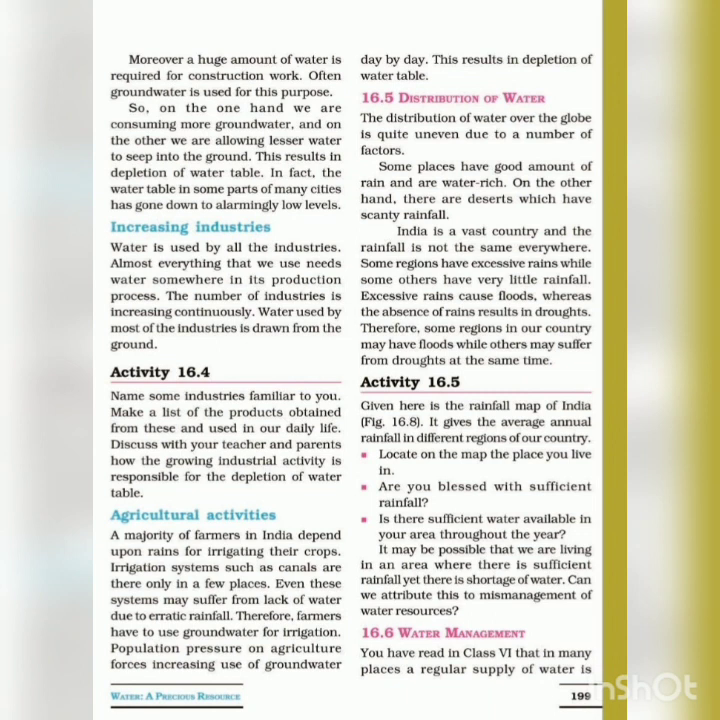India is a vast country. The rainfall is not the same everywhere. Some regions have excessive rains, while some others have little rainfall. So all these things come through the rainfall.